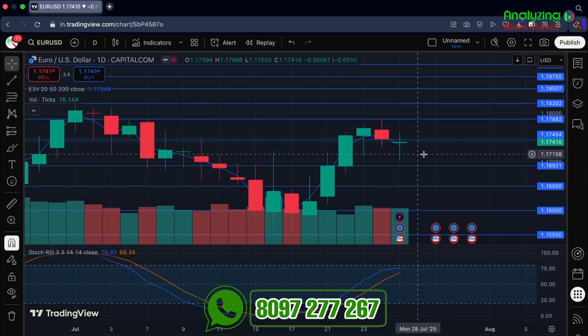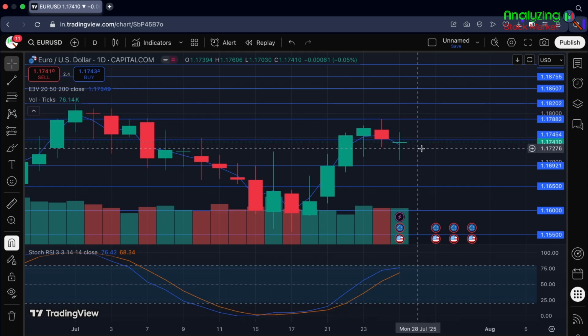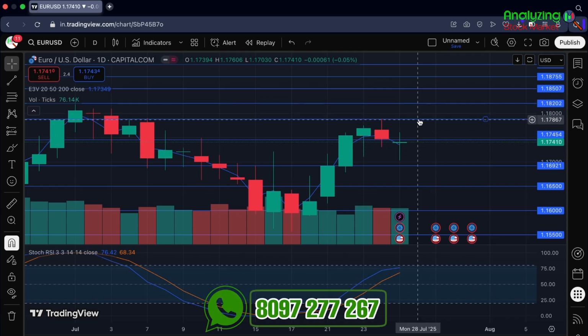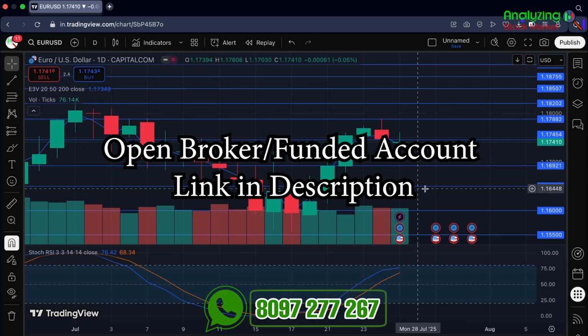If you're looking for a positive move, then you can take a scalp for a small trade. If a one-day candle closes above 1.17454, then you will be able to see a move till 1.17882. You will only see a big move once this level, 1.17882, is breached; then we'll be able to see a good upside move, or else we'll see a move within this range. Overall, my expectation is a negative move.